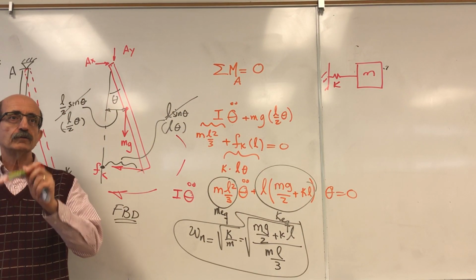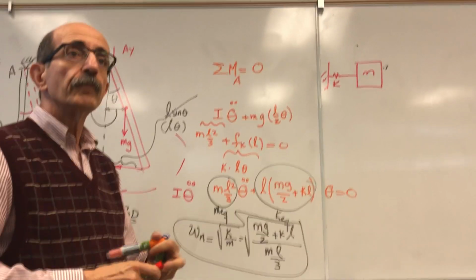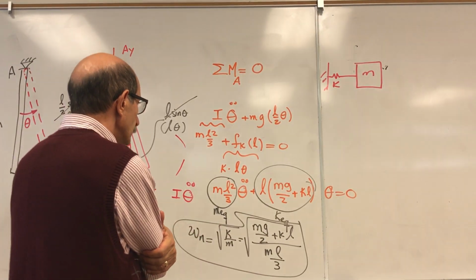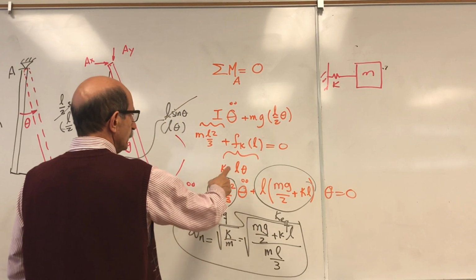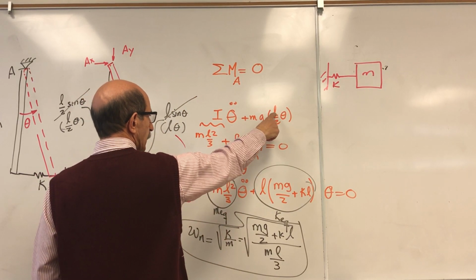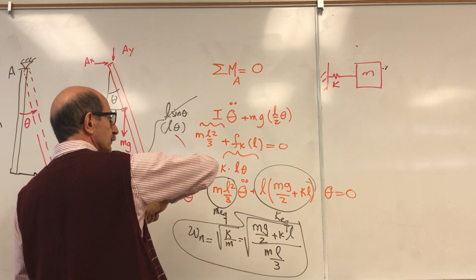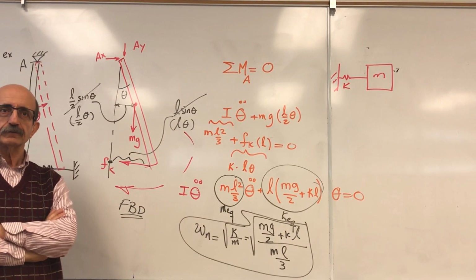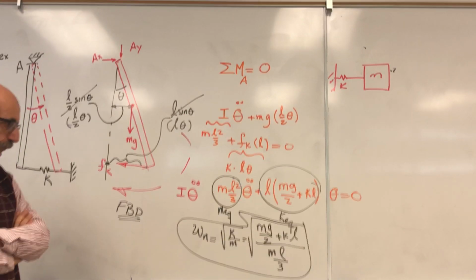Yes, any questions? Is L outside the parentheses? Yes, because this was KL squared, then I had L here, so I factored that out. Okay. That's all. Fair enough. Any other question? So let's do another problem.